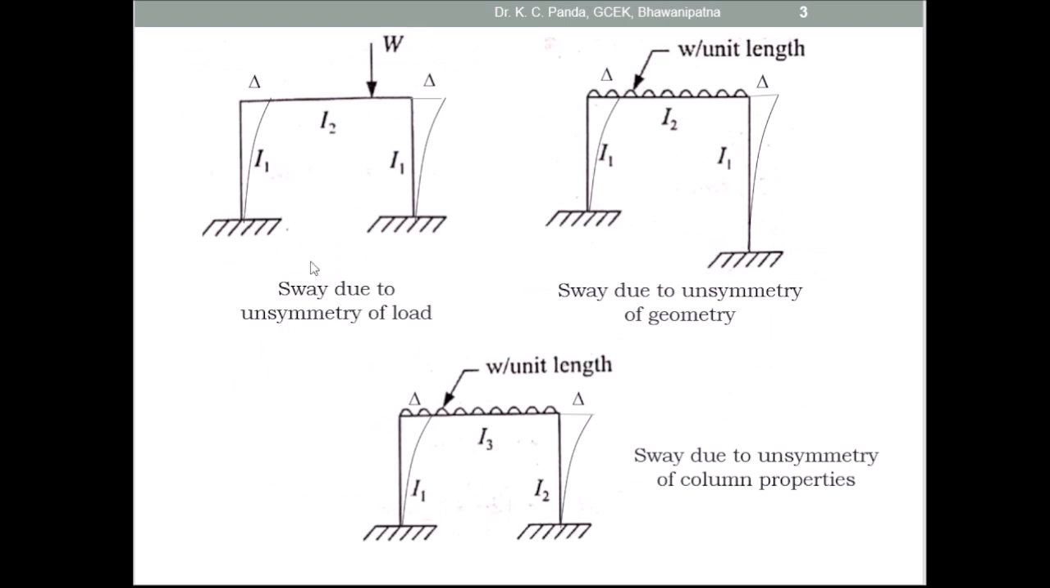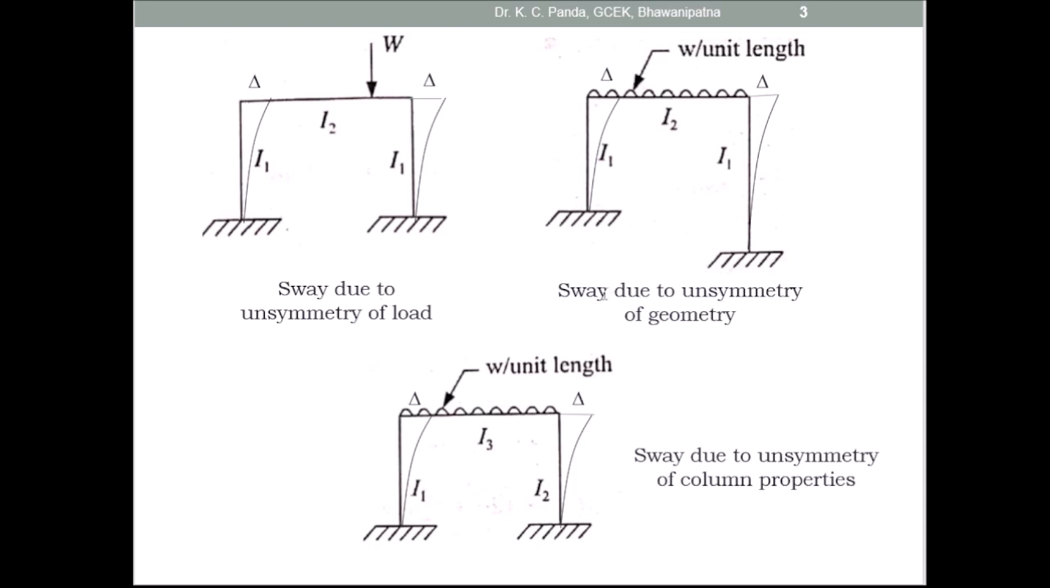Then look at this figure. Here the vertical load is present unsymmetrically. So due to this unsymmetrical load, the sway of the frame takes place. This is the sway delta amount of this vertical member, and here this is the delta amount of the other vertical member. So this is a sway frame due to unsymmetry of loading.